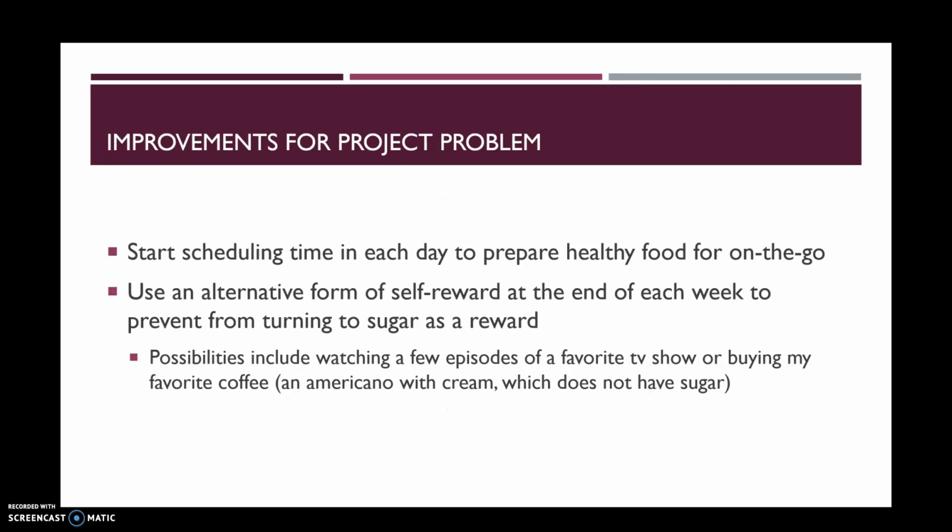So I found out that this was also a possible root cause. And by knowing these 2 possible root causes, I was able to come up with some improvements to prevent myself from eating too much sugar. I started scheduling a time in my day to prepare healthy food for on the go, and I started to use alternative forms of self-reward, such as watching my favorite episodes of my favorite TV show, or buying a coffee, which I do love, but choosing one that wasn't as sugary. I do love Americanos with cream, so I tended to purchase those instead.